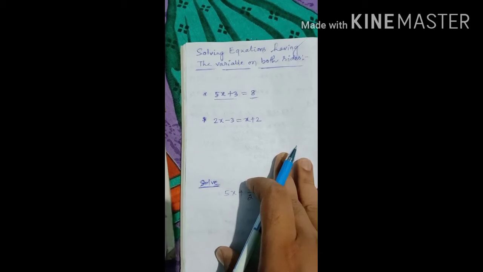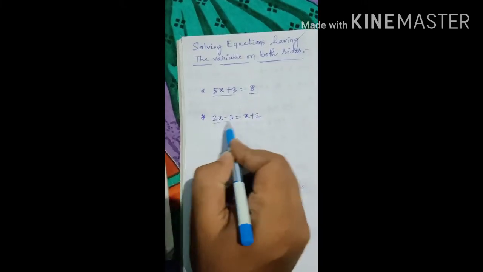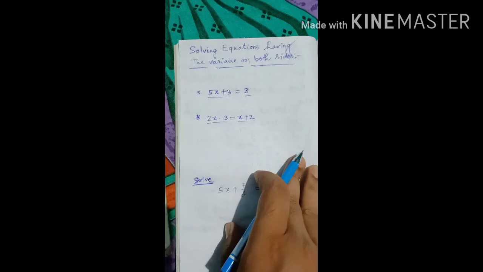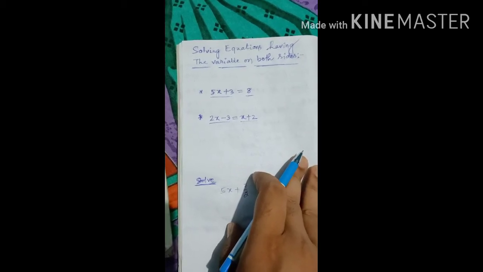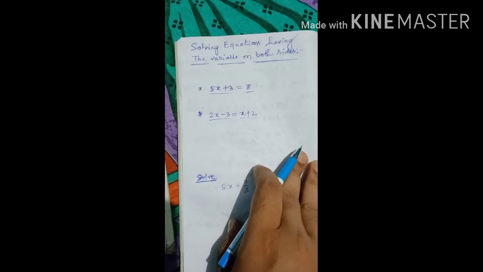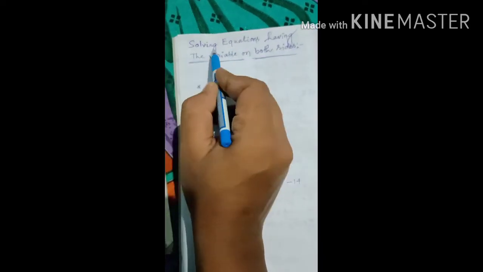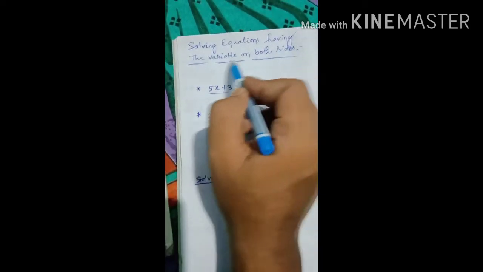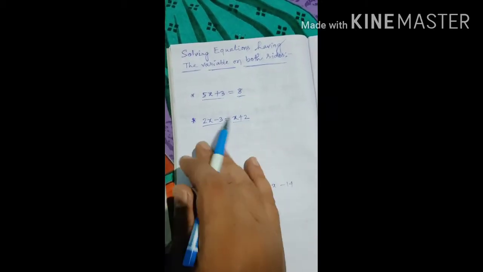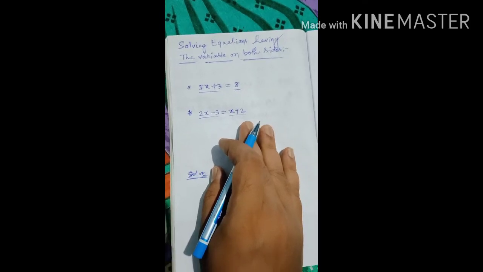Both sides could have expressions with variables. So look at the second example. Here both sides have variables right now. So today we will discuss how to solve a linear equation having variables on both sides. So the title is solving equations having the variable on both sides. Today we will learn how to solve linear equations having variables on both sides.